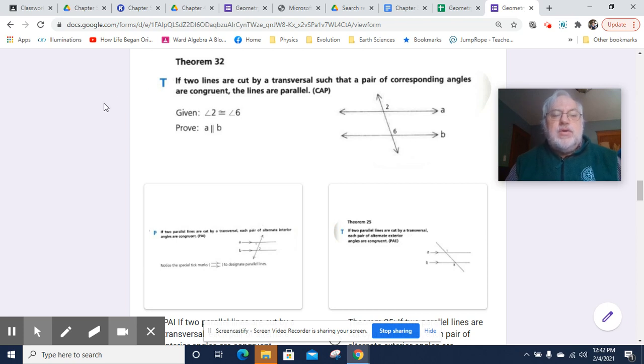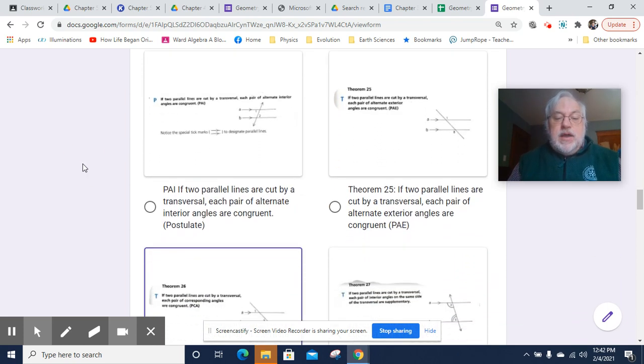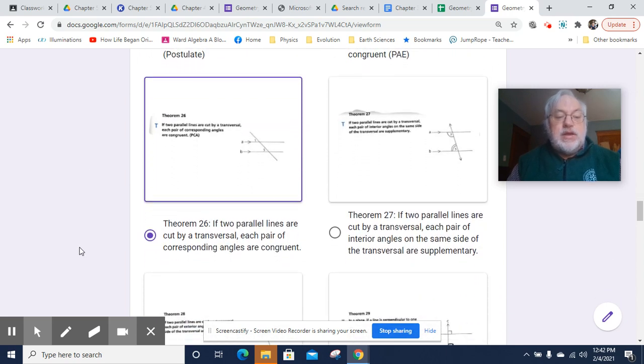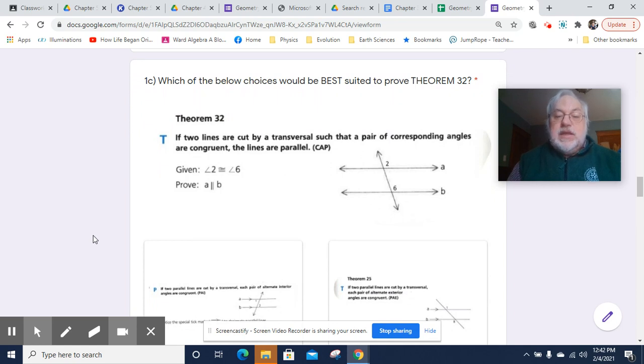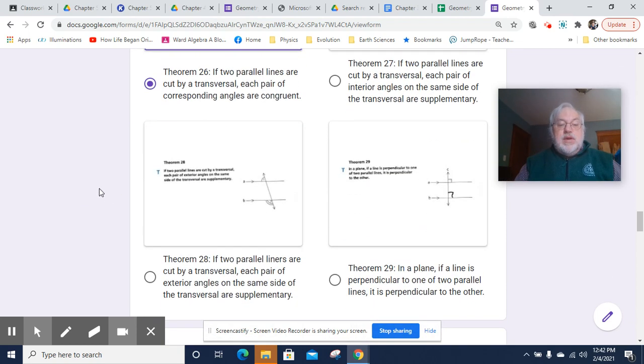Now, Theorem 32, I'm sorry for the choppiness here, I got interrupted. So if two lines are cut by a transversal such that the pair of corresponding angles are congruent, then the lines are parallel. So we're going to go down here and we're going to find the one, and we have found it. I just already talked about that, didn't I? So there we go. We've got Theorem 26, which says if parallel lines are cut by a transversal, each pair of corresponding angles is congruent. And Theorem 32 is really just flipping that in the opposite direction. So this is a theorem that is also a definition because it is reversible. So there we go, 32.